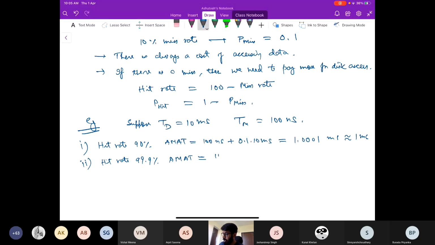Then what do you get? Then you get 100 nanoseconds plus 0.001 times 10 milliseconds. And this is going to come out to 10.1 microseconds, so approximately 10 microseconds. Okay, so you see that this is 100 times more. This was 1 millisecond, which is 10 to the power minus 3, and 10 microseconds is 10 to the power minus 5. So this is a 100 times improvement.